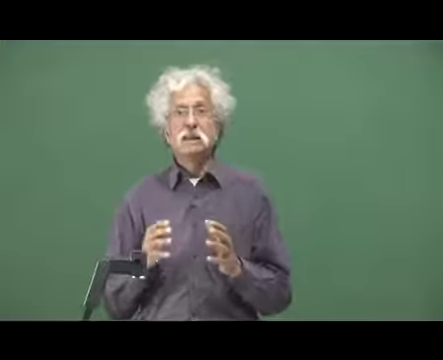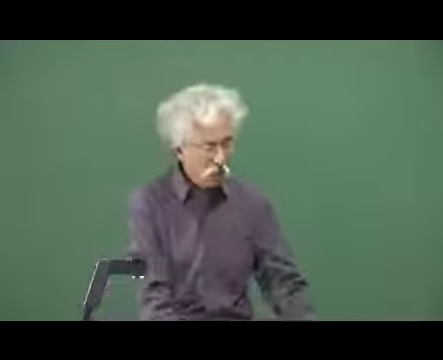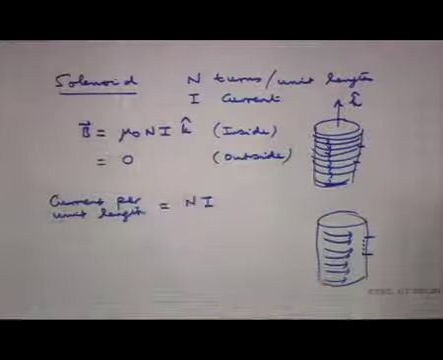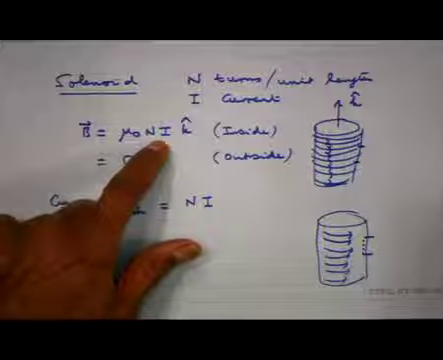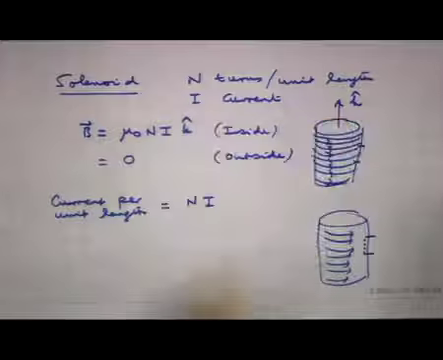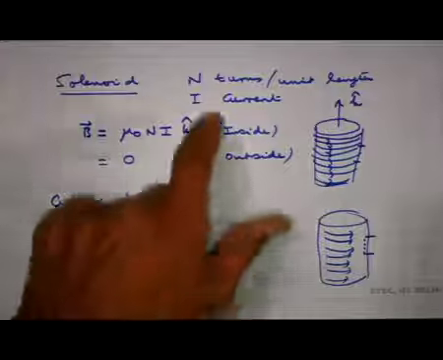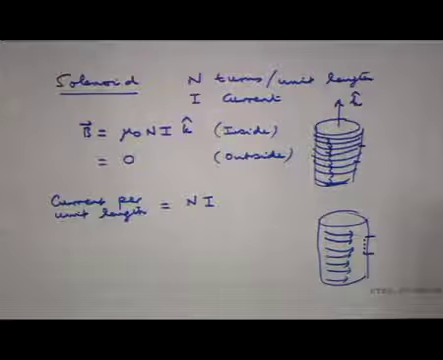Then I am having an analogy of this problem with a solenoid, because for a solenoid I know the magnetic field. I know the magnetic field of a solenoid is given by this equation, and I can interpret this quantity N times I as nothing but the current per unit length, because in a unit length I have N turns and each turn carrying a current I. So, the current per unit length is N times I.